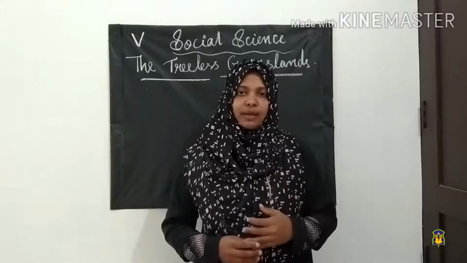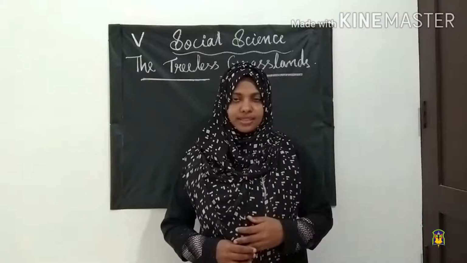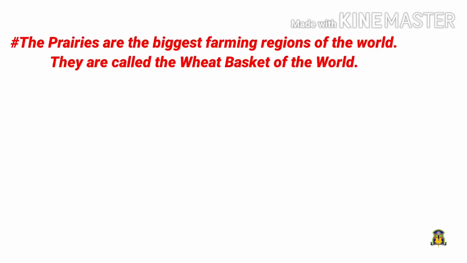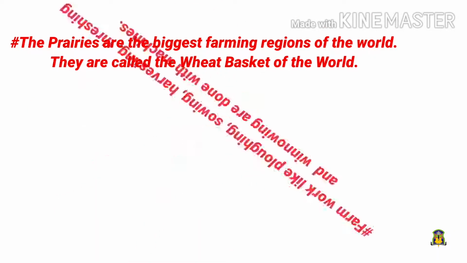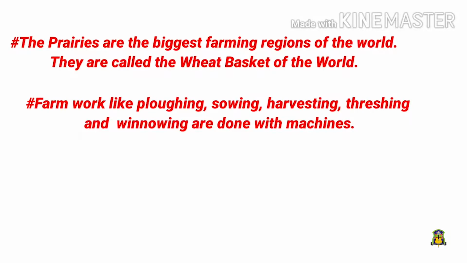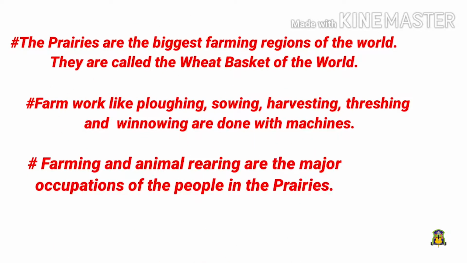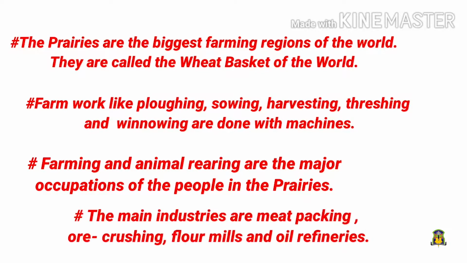Now we complete our chapter. Let's recall the points once again. The prairies are the biggest farming regions of the world. They are called the wheat basket of the world. Farm work like plowing, sowing, harvesting, threshing and winnowing are done with the machines. Farming and animal rearing are the major occupations of the people in the prairies. The main industries are meat packing, ore crushing, flour mills and oil refineries.